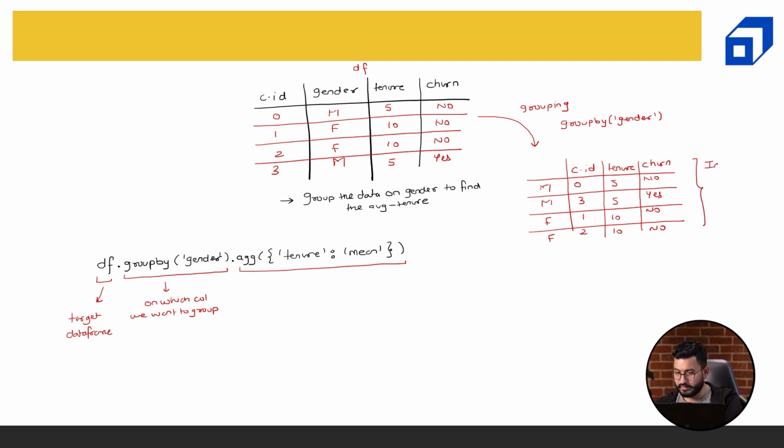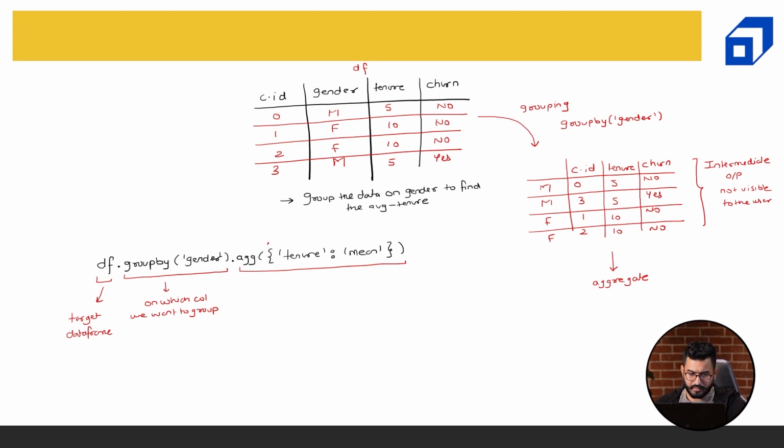So this is my intermediate output, which is available in the internal memory but not visible to the user. Now it will only be visible to the user once you aggregate. So I will aggregate. Now, in which column do I need to aggregate? I need to aggregate on the tenure column.